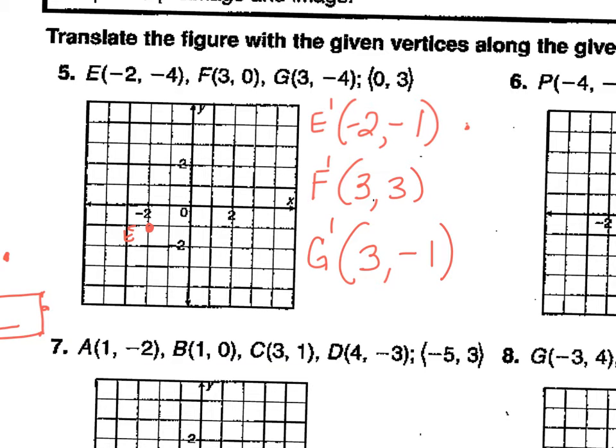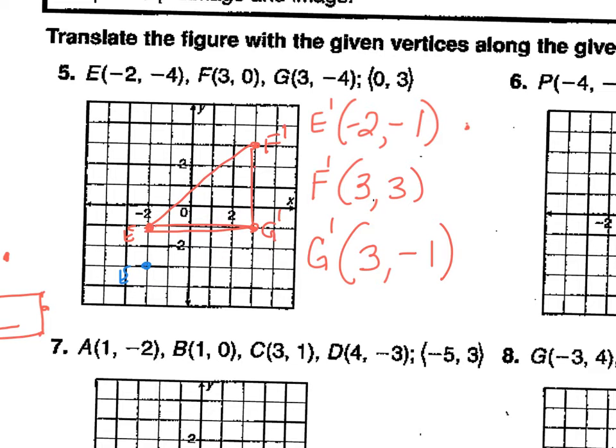F prime is 3, 3. Do we have to plot the original points also? Yes, I'm going to do that in blue. That's a good point. So it's 3, negative 1. And I'm going to connect, so with a ruler, it's better to use a ruler. Connect those points. And then I'm going to plot the original points, which is negative 2, negative 4.